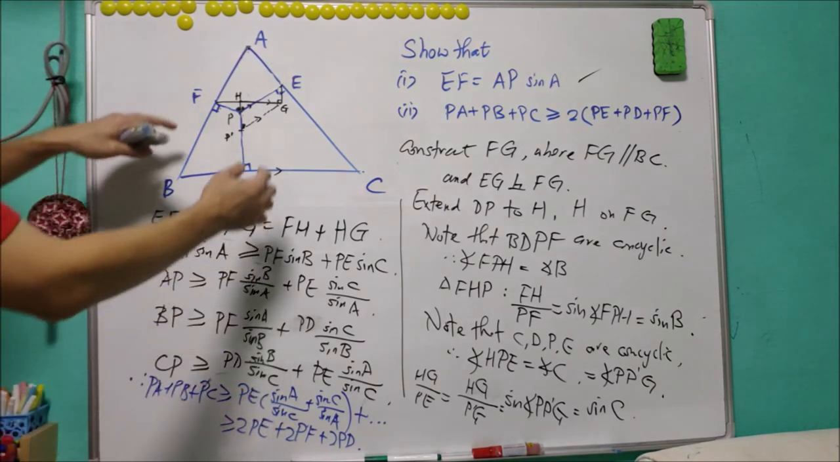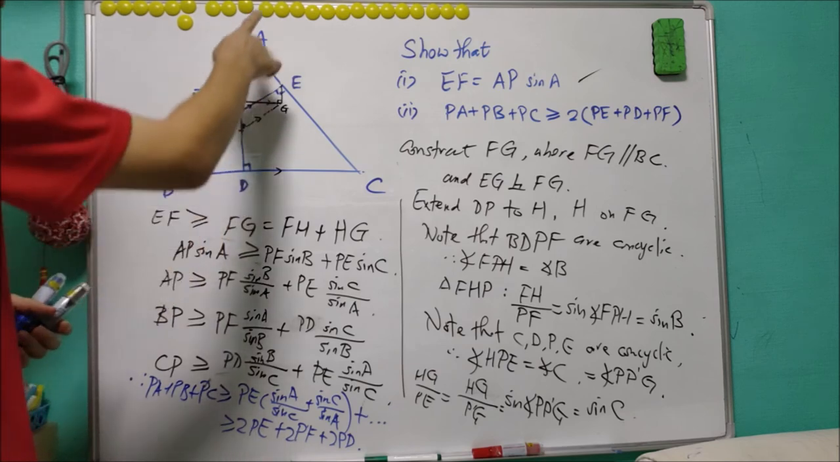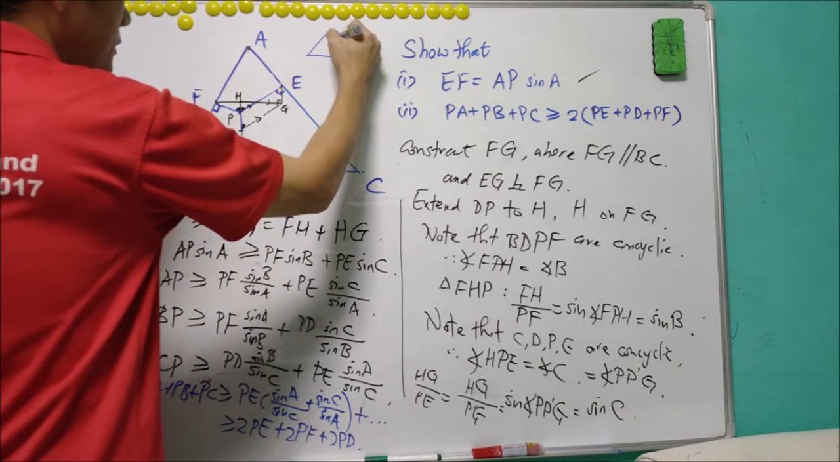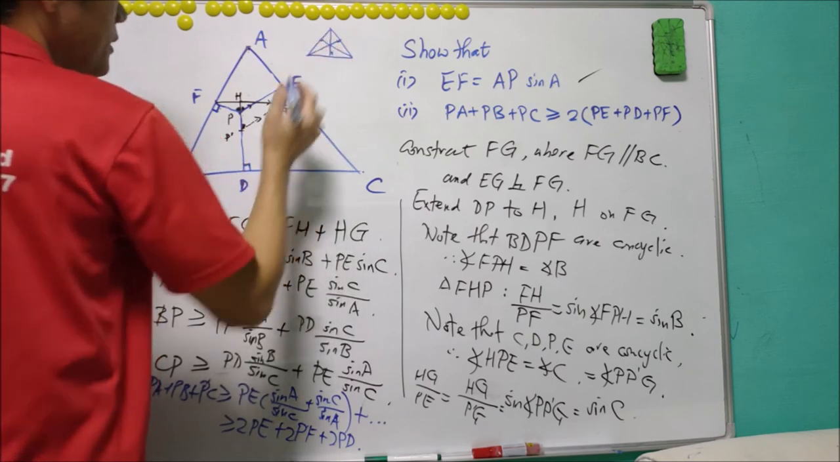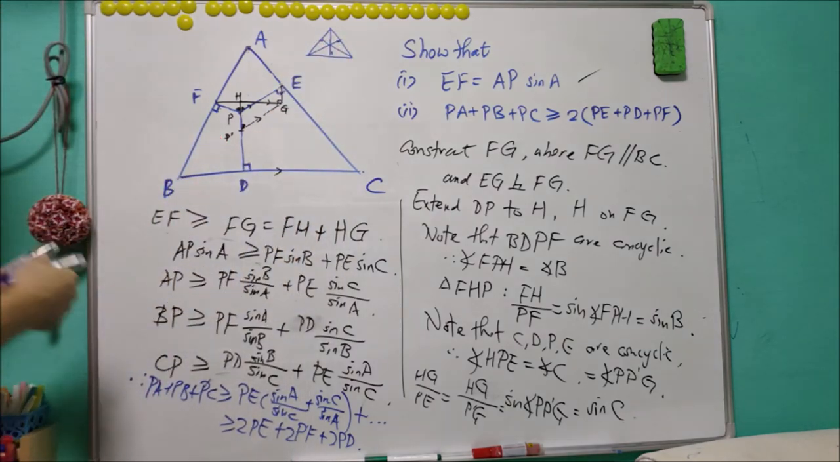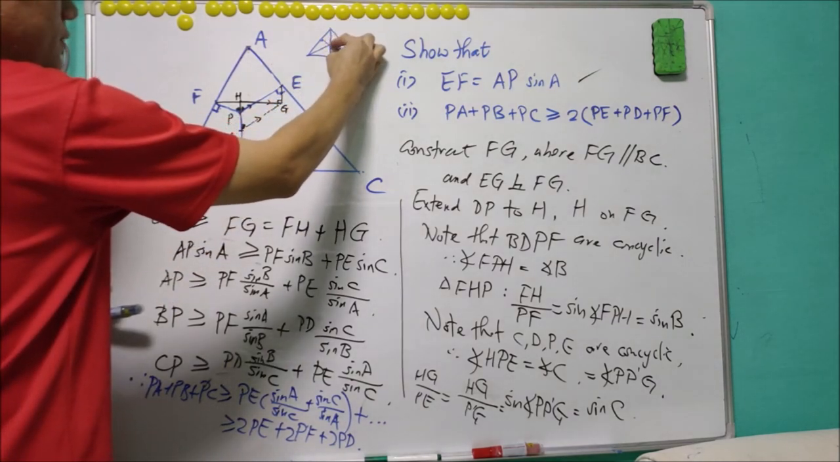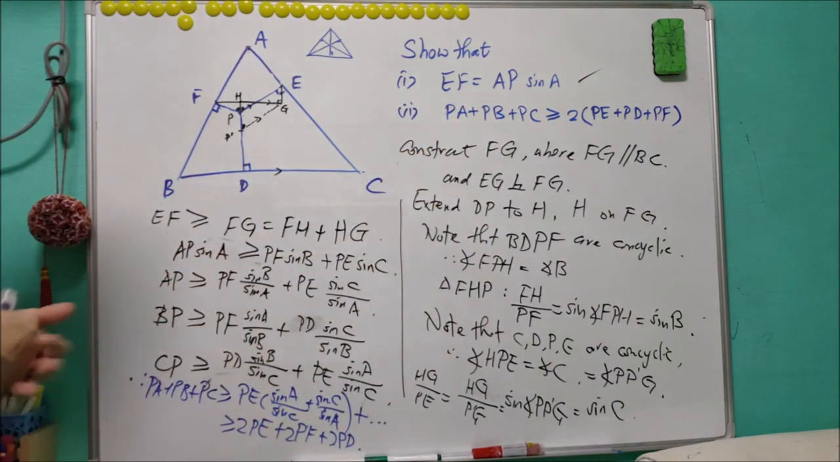In that case, you will see that EF is actually equal to FG. It can be equal when this is an equilateral triangle, and in that case P becomes the centroid. We know that when it is the centroid, the ratio here is 2:1, and it goes in line with this inequality. So this is the end of this problem.